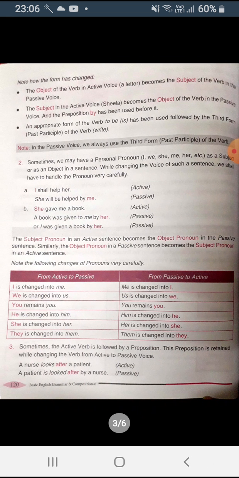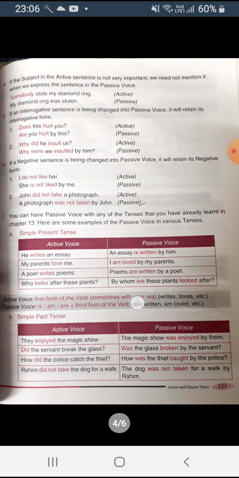Next, we discussed that if the verb consists of a preposition, it will be retained in the sentence with the verb. Next is, if the subject in the active sentence is not very important, it is not necessary to mention it when we express the sentence in passive voice. For example, somebody stole my diamond ring. It is in the active voice. Now in the passive voice, the subject is not important, so it is not necessary to mention it. So the sentence will be written in the passive voice as my diamond ring was stolen.